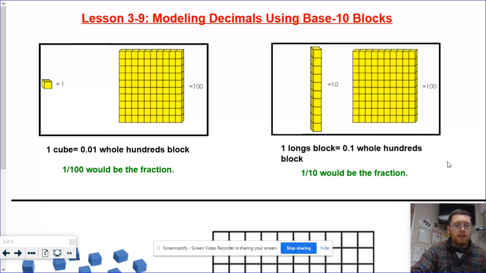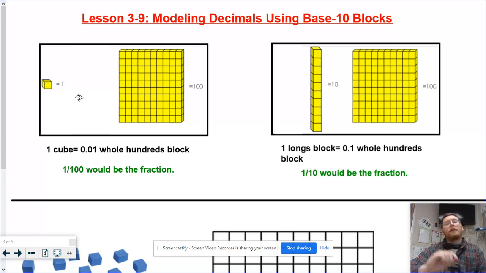As you can see up here at the top left, we have a cube, and then we have the hundreds block over here. One of these little cubes in the whole hundreds block represents 1/100th of the piece. So that's 1/100th. I would write it as the decimal 0.01, and 1/100th is what I would write for my fraction.